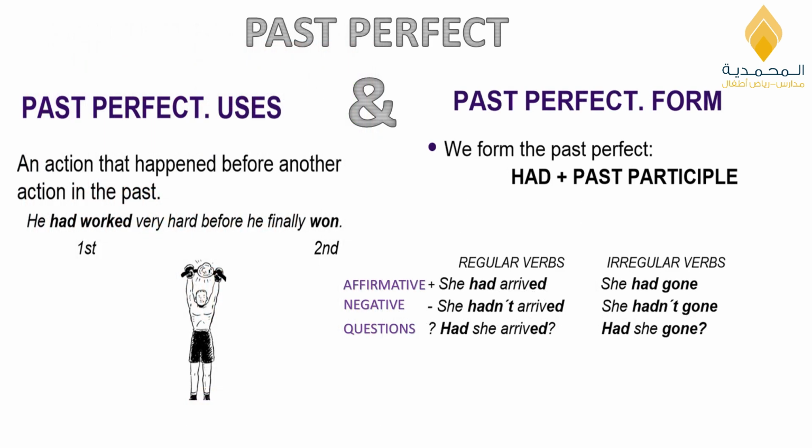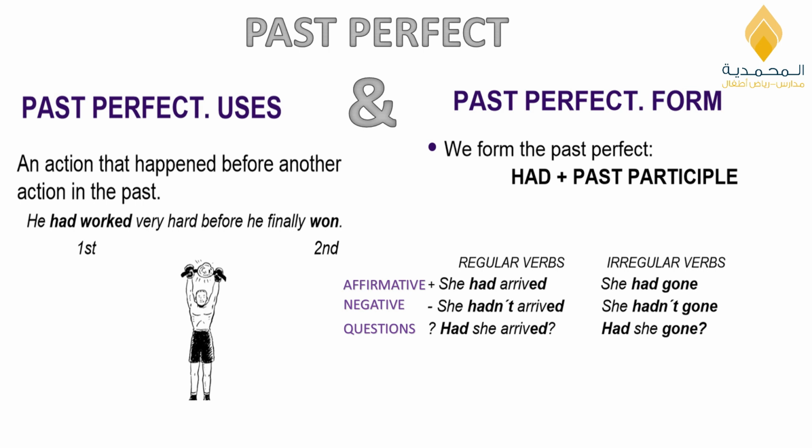We are going to start with the past perfect use and the past perfect form. We use past perfect in order to talk about an action that happened before another action in the past, like: he had worked very hard before he finally won. So what happened first? Excellent, he had worked and then he won. So we use past perfect to talk about the action that happened before another action in the past.